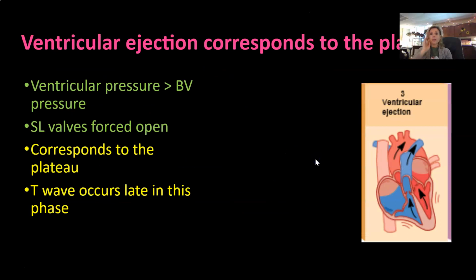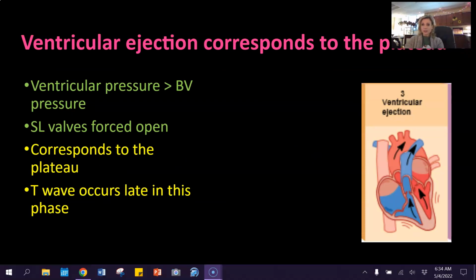Phase number 3, the orange box, is called ventricular ejection. As you can see in the picture, you have the squishy lines on the outside of the ventricles, and the ventricles are beginning to contract. But now these cardiomyocytes are contracting so much that the pressure in the ventricles has exceeded the pressure in the blood vessels in the pulmonary artery and in the aorta.